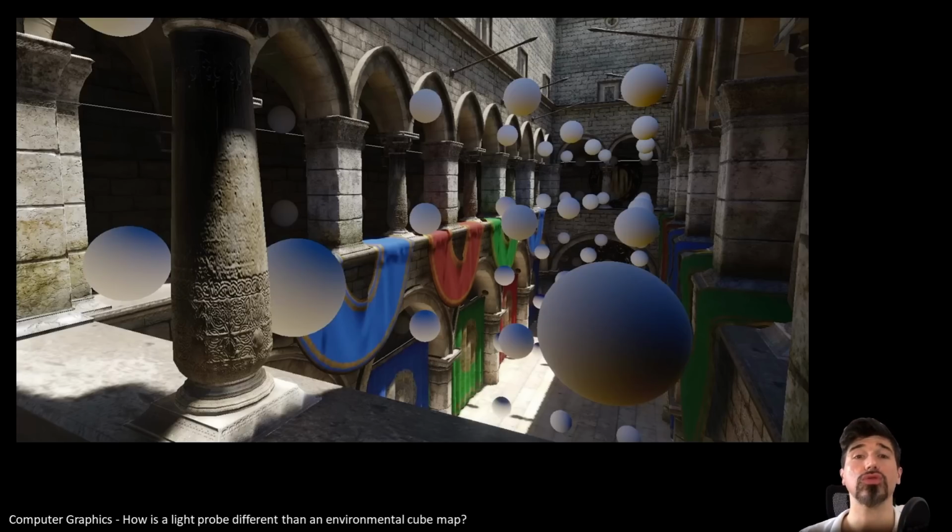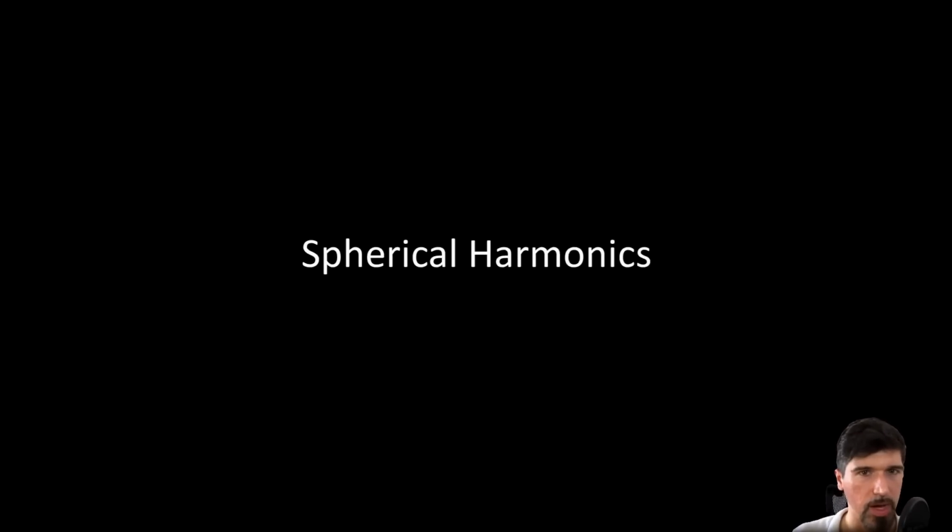Sure, we can use lower resolution cube maps, but what we really need is something smarter. A compact representation that's faster to sample, easier to interpolate, and good enough for smooth diffuse lighting. And that's exactly what spherical harmonics are built for. And that's what we'll explore in the next video.